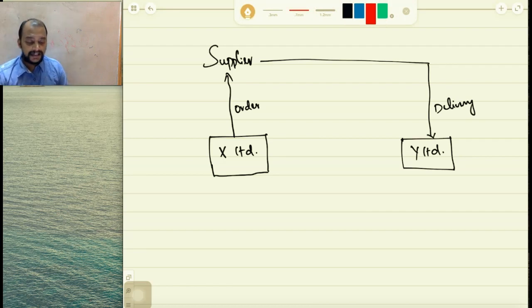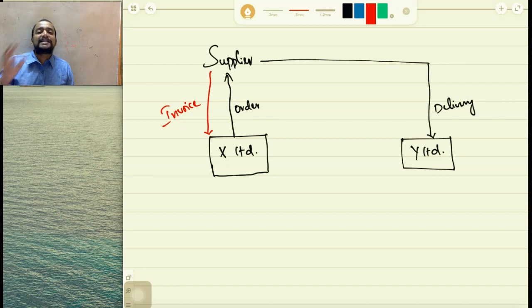So between the supplier and Y Limited, is there any privity of the contract? No, there is no privity of contract between supplier and Y Limited. Is there any privity of contract between supplier and X Limited? Yes, there is a privity of contract between supplier and X Limited, which means supplier has to raise invoice to X Limited only. Supplier has to raise invoice to X Limited, because who will be called as recipient?